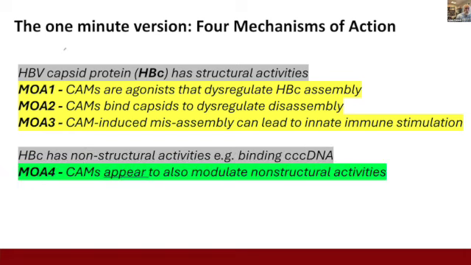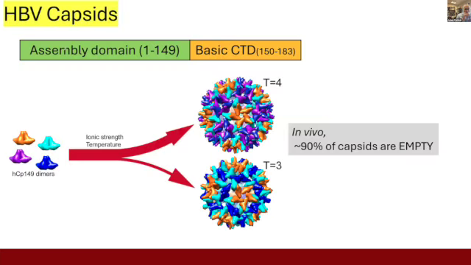HBC also has non-structural activities, and CAMs appear to be able to modulate these as well, making a 4th mechanism of action. The star of our show is the capsid protein, HBC. It's a small dimeric protein with an assembly domain and a basic C terminus. Purified or in cells, it can spontaneously assemble into capsids, predominantly a T=4 120 dimer capsid.